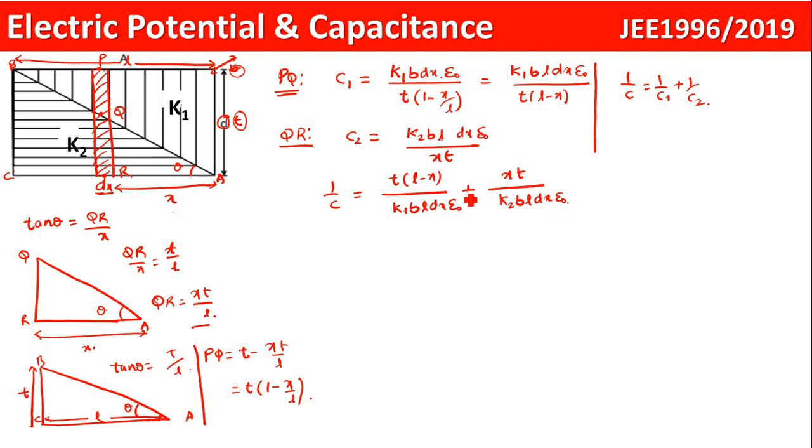Now here if I take the common terms outside, then that will be T in the numerator. Let me write it here because the space is not sufficient here. So T by B L dx epsilon naught are common factors. So you are going to get L minus x divided by K1 plus x by K2.